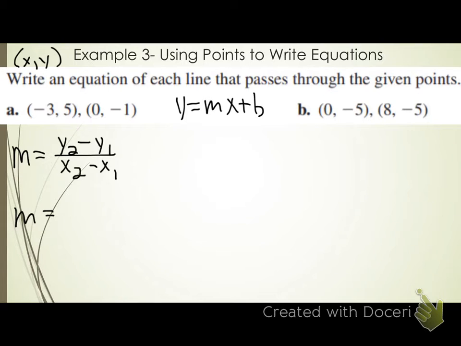Y2 just means my second y value. So, between my two ordered pairs, what's my second y value? -1. So I'm plugging that in for y2. Bring your minus sign over from the formula. What's my first y value? 5. Plug that in for y1. Everyone okay with my numerator?